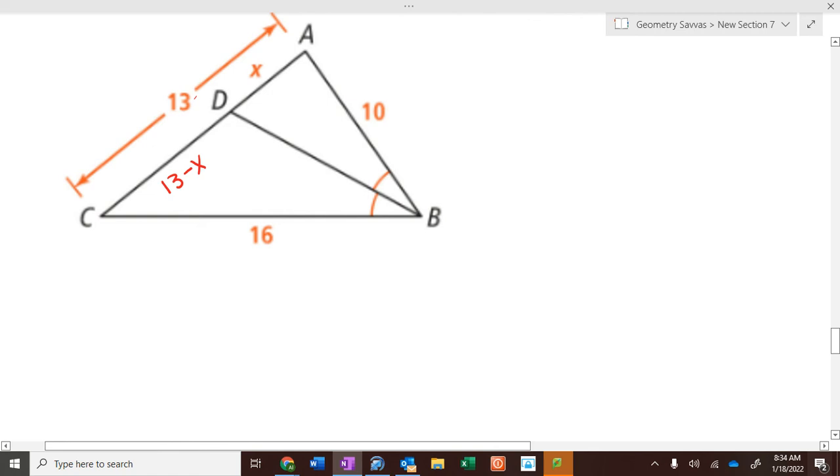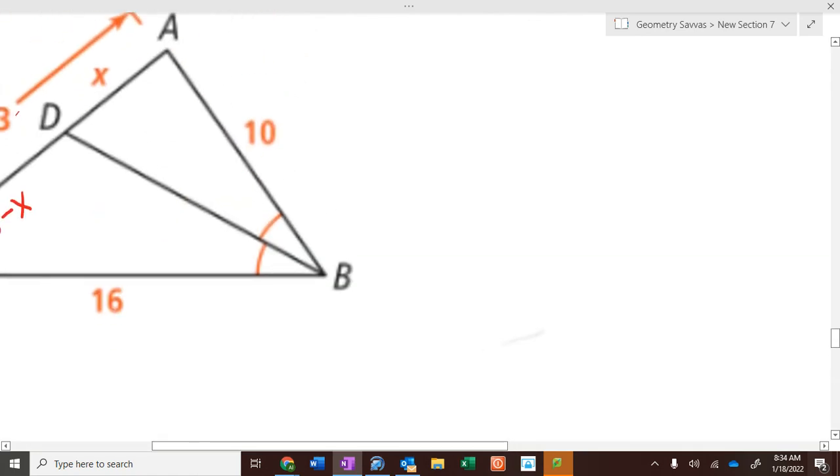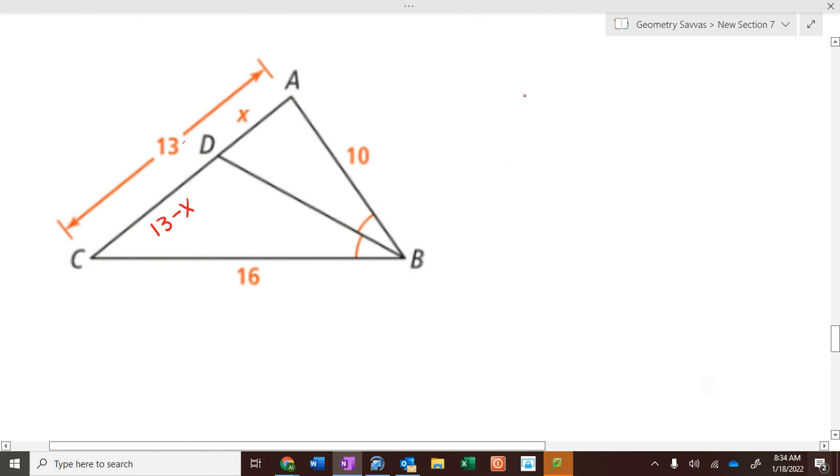How do we set up the proportion, Isabel? Well, okay, you can go in the order x over 13 minus x. That is perfectly fine. If we go here to here, then what would the other side of the proportion be? 10 over 16. Okay? You can do it that way. You could do x over 10 equals 13 minus x over 16. Either way is just fine.